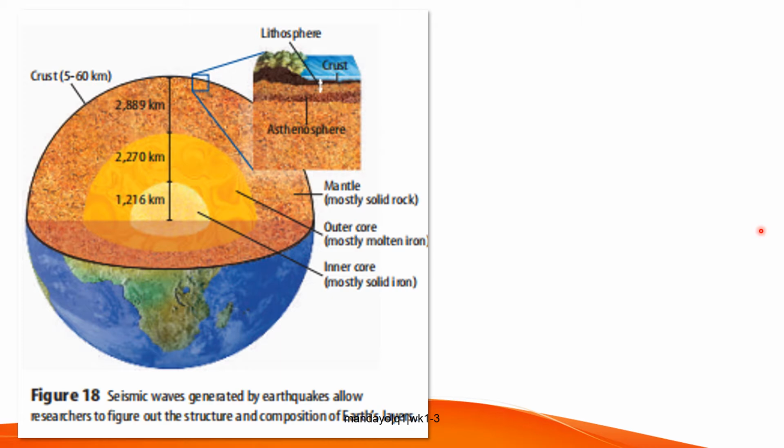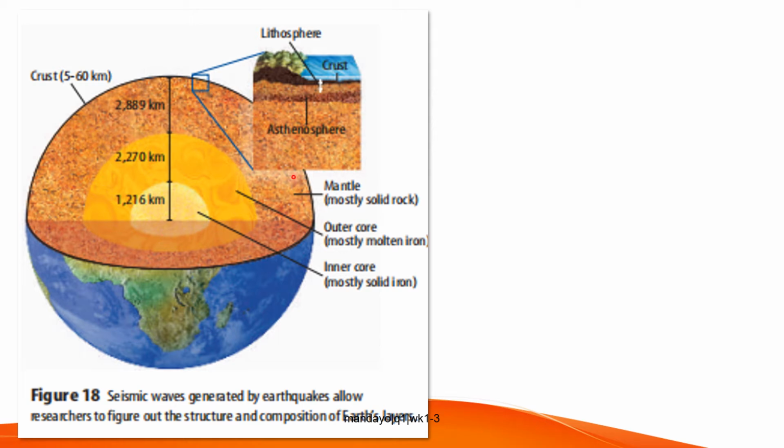To understand the idea of plate tectonics theory, let us recall first the layers of the interior of the Earth. The innermost layer of the Earth is what we call the inner core. It is made up mostly of solid iron. On the other hand, the outer core is made up of molten iron.